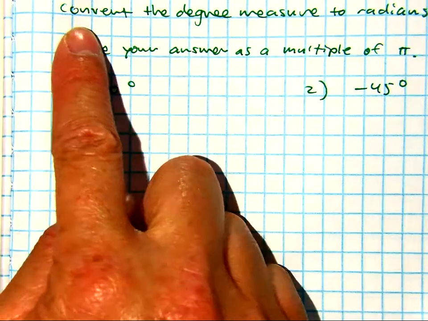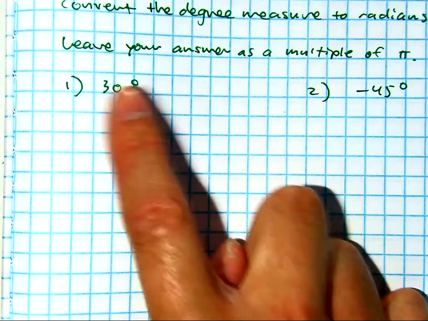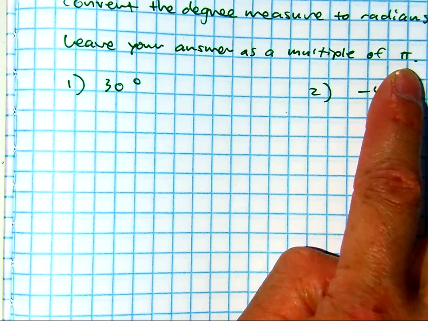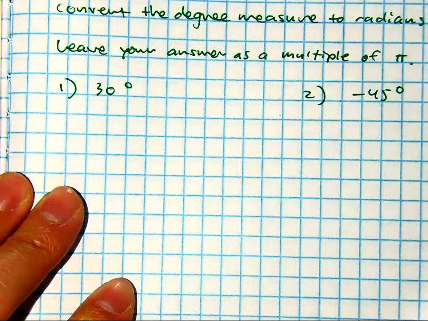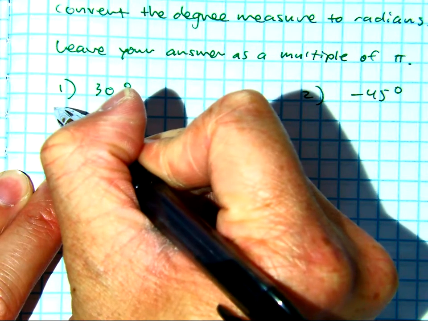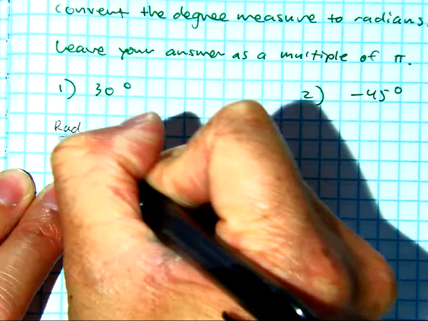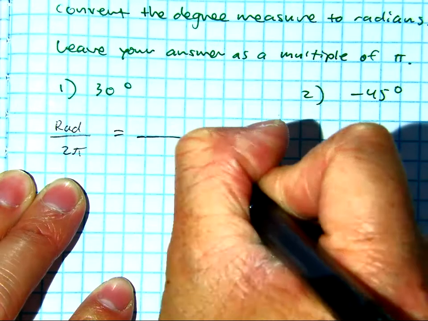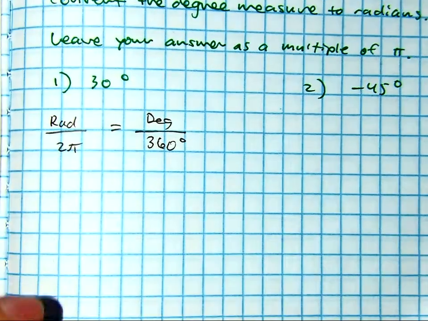Alright, so we're supposed to convert the degree measure, we know it's in degrees because there's a little circle, to radians. Leave your answer as a multiple of pi, meaning you should have pi in your answer. Class, what is our awesome proportion? Tell me your formula, you just wrote it down. Radians over 2 pi equals degrees over 360 degrees.